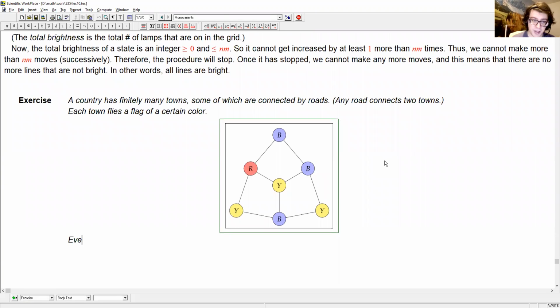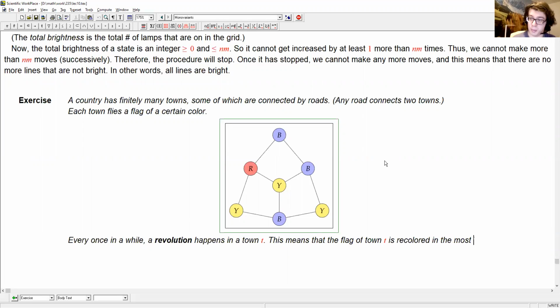And now, every once in a while, a revolution happens in a town C. What does this mean? This means that the flag of town C is recolored in the most popular color of C's neighbors. And I'll have to explain this a little bit more precisely because it is somewhat ambiguous in some ways.